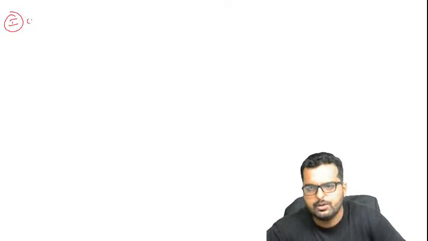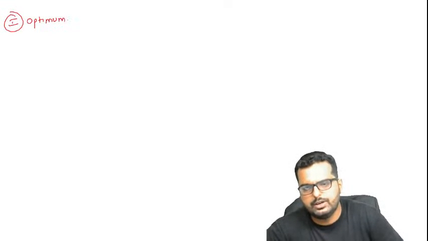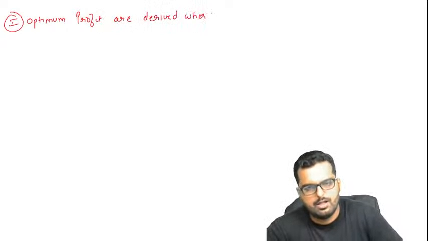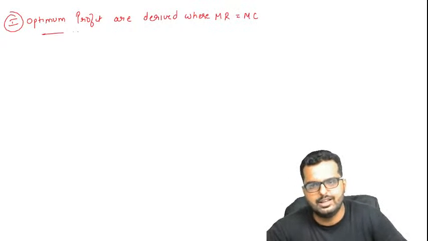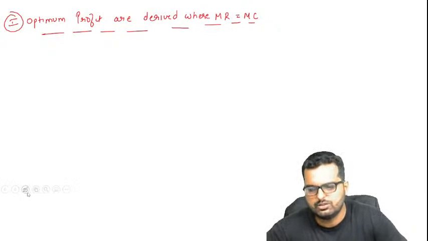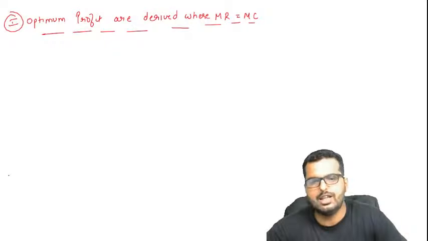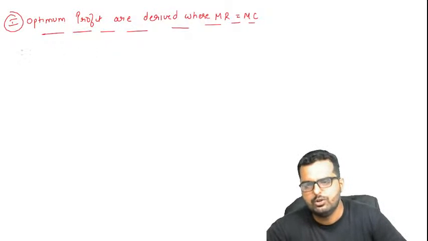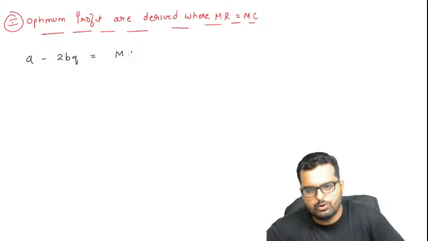Step number 1, optimum profits are derived where MR, I'll put it as equal to MC, where it is nearest to MC. Instead of saying it like that, we can't create an equation with nearest to MC. So we create an equation with MR equal to MC. So here the formula would be A minus 2BQ should be equal to marginal cost.